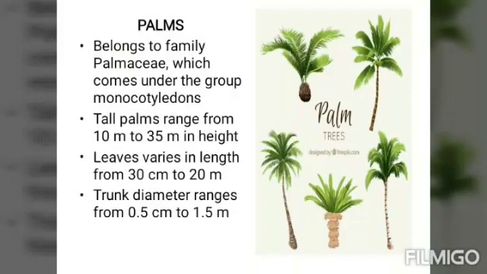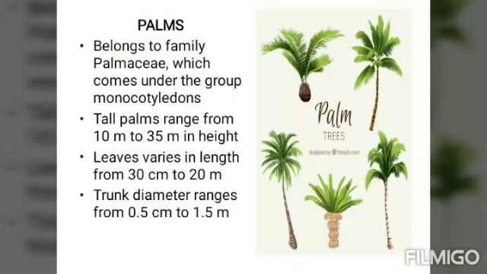Under that, there are many types like tall palms, dwarf palms, and medium palms. Tall palms range from how much in height? It's from 10 meters to 35 meters. Some dwarf types have a stem so short that the leaf seems to come out of the ground, and others grow from 60 centimeters to 5 meters. The diameter of the trunk ranges from 0.5 centimeter to 1.5 meters.